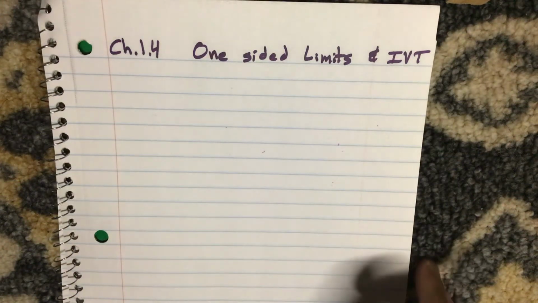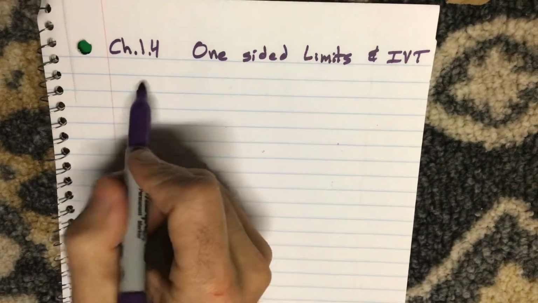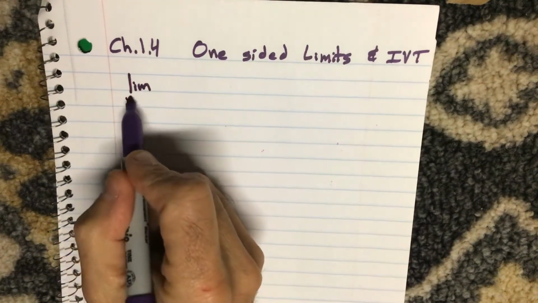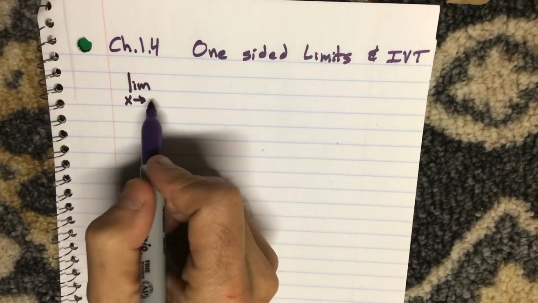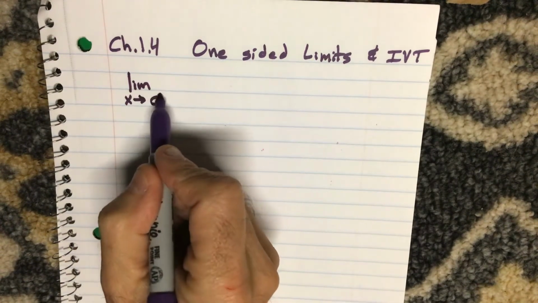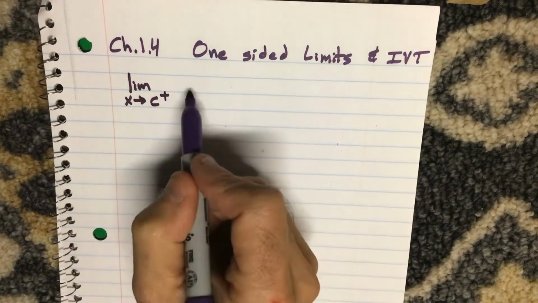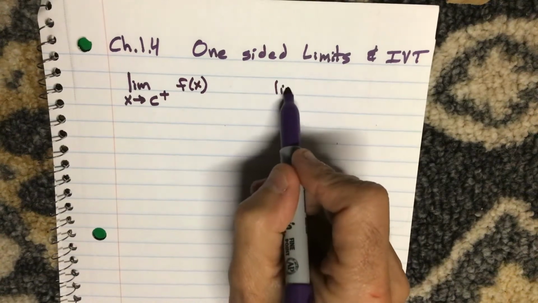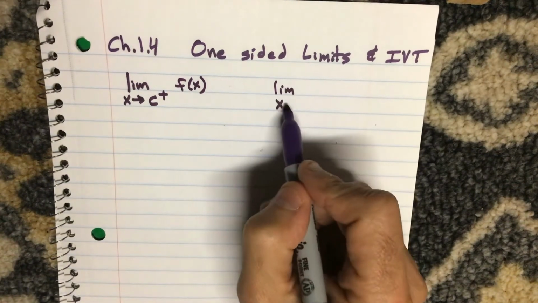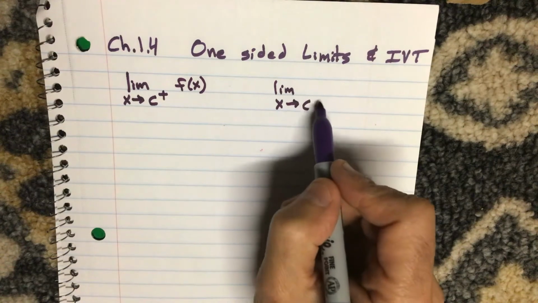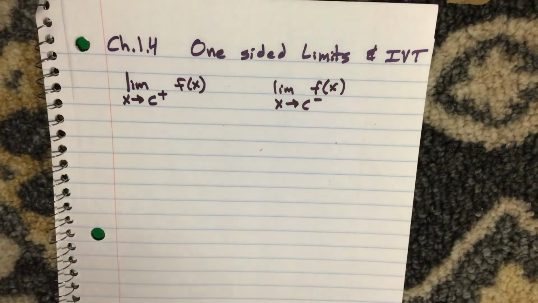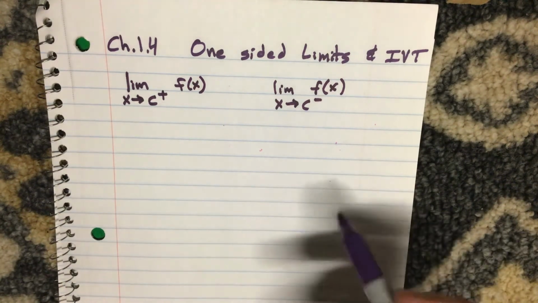One-sided limits. So this is the notation. This is the limit as x approaches some number, let's say c, from the right of f of x. And this is the limit as x approaches c from the left of f of x. So this is called a one-sided limit. You're just approaching x from the left or from the right and trying to see what y approaches.